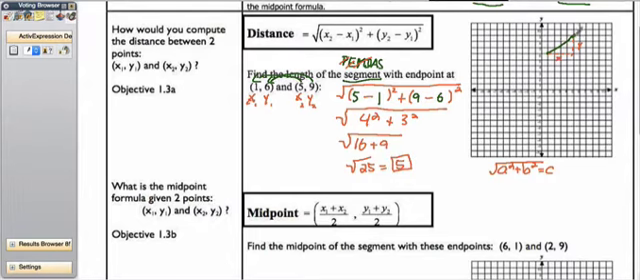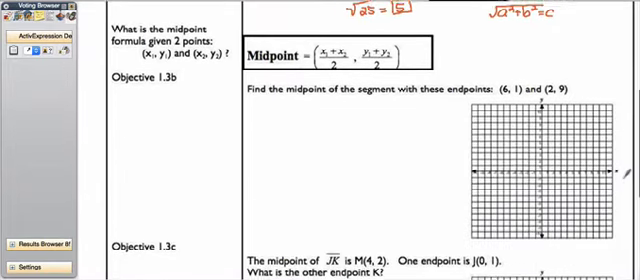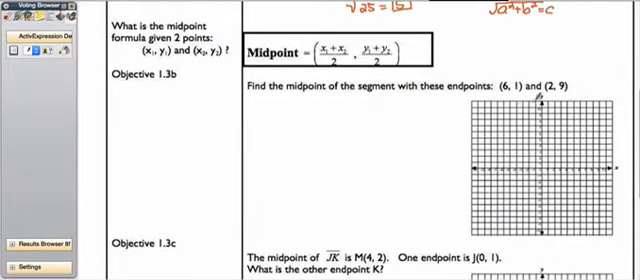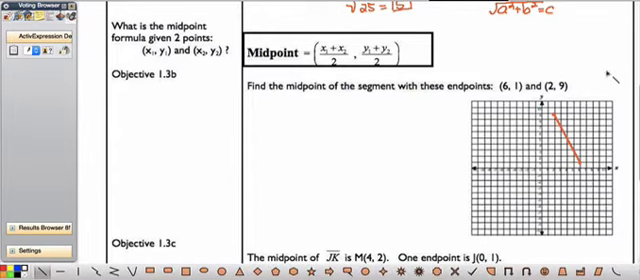So I found out the length of this. This is 5 units long. All right, now we're going to look at the midpoint. Go ahead and pause the video again. Plot out this segment. Okay, so these are endpoints, and then draw a segment in between it, and then let's find the midpoint of that segment.